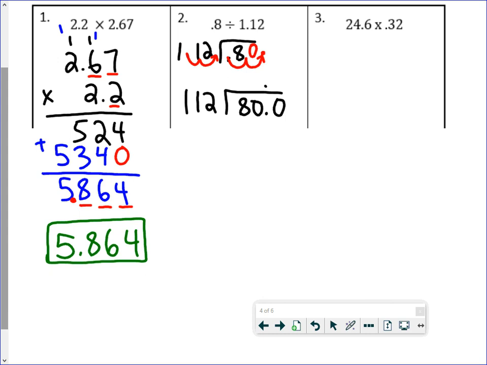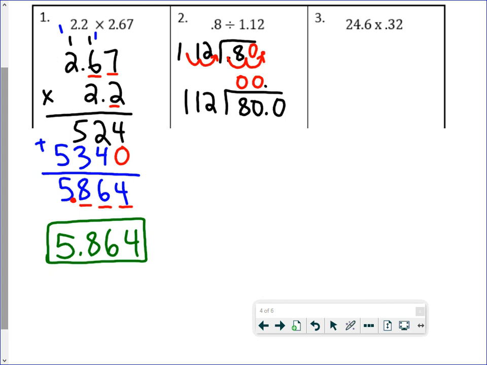112 doesn't go into 80, so I need to add some zeros. After the decimal point, as long as you have a decimal point, you can add as many zeros as you want at the end. So in this case, I need at least 1. Obviously 112 doesn't go into 80, so I'm going to put my zeros there. Now I need to guess and check to see how many times 112 goes into 800. I will guess 7. So let's try 7.